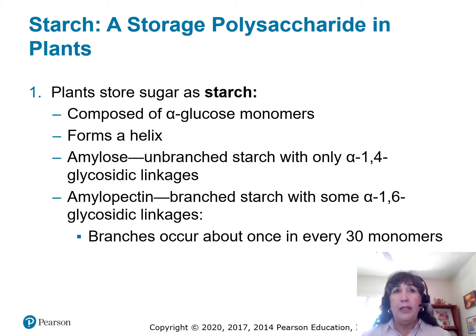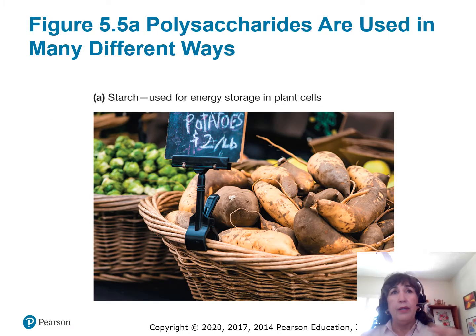How do I know that it's a sugar? Because sugars end in -ose, like glucose, ribose, hexose. All of those end in O, so that's how I know it's a sugar. Amylose has alpha 1,4-glycosidic linkages. Amylopectin is a branched starch, and it has alpha 1,6-glycosidic linkages. We'll see that in just a second in a diagram. Branches occur about once in every 30 monomers.